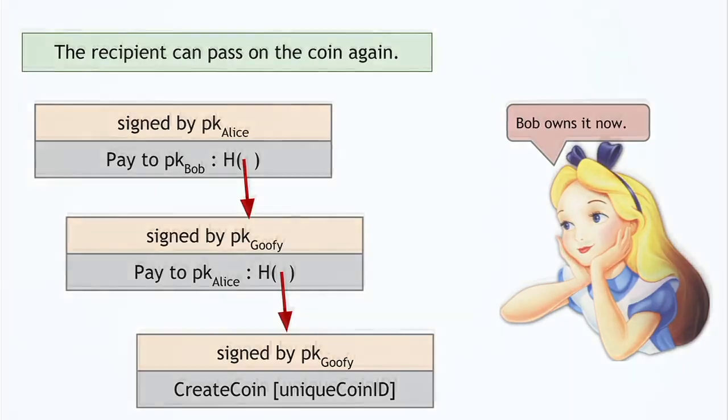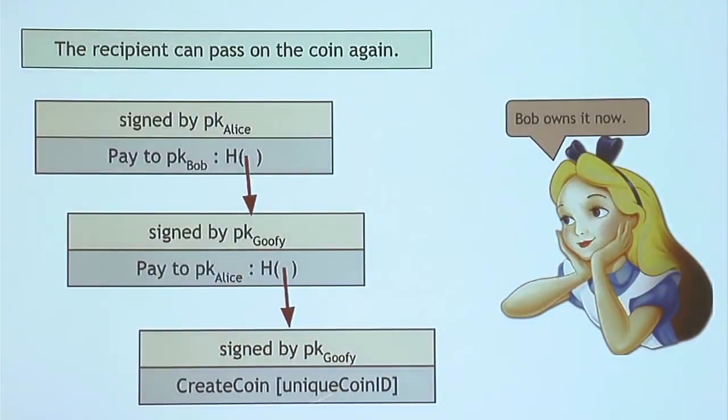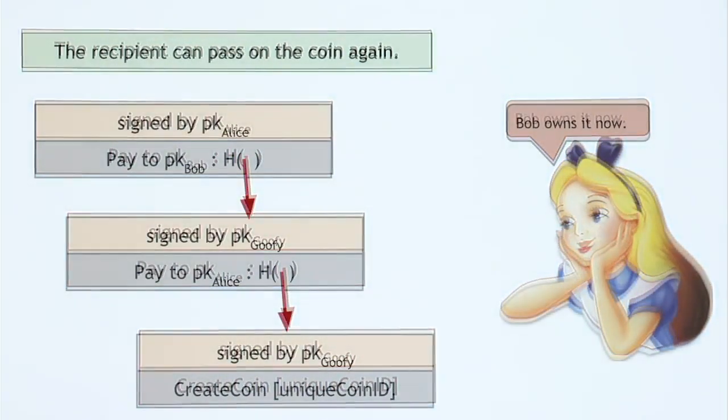So here we have the coin we had before. This is down here at the bottom. We have the creation of the coin signed by Goofy. Now Goofy paid the coin to Alice via this hash pointer, and he signed that. Now Alice is the owner of the coin. Now she can create a statement like this that says, pay this coin to Bob's public key. And here's a hash pointer to the coin. And now Alice signs that. So because Alice was the valid owner of the coin, which we could verify by walking this chain, now we know that this is valid and the coin belongs to Bob. So Bob is now the owner of this coin.